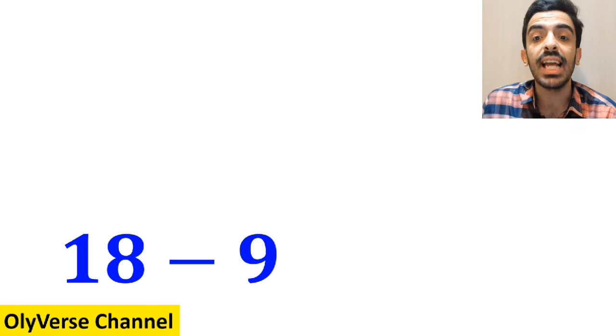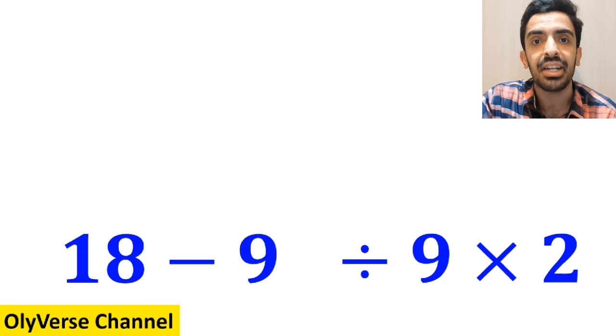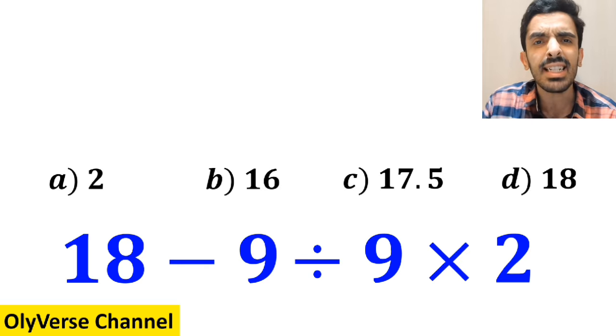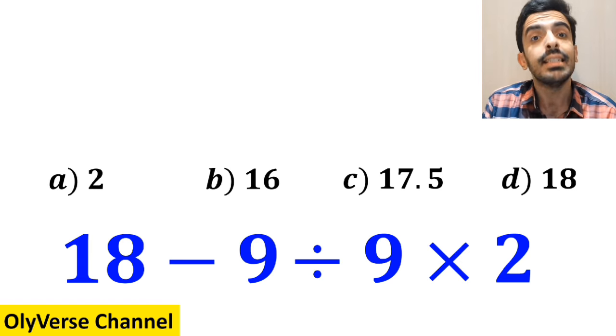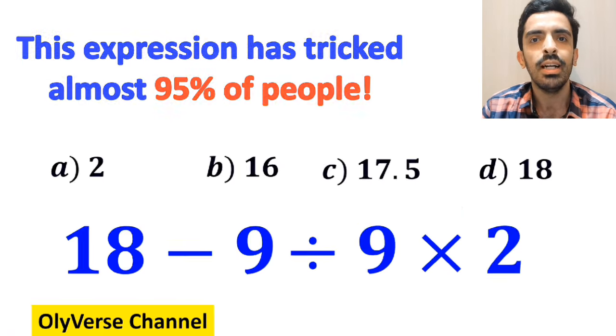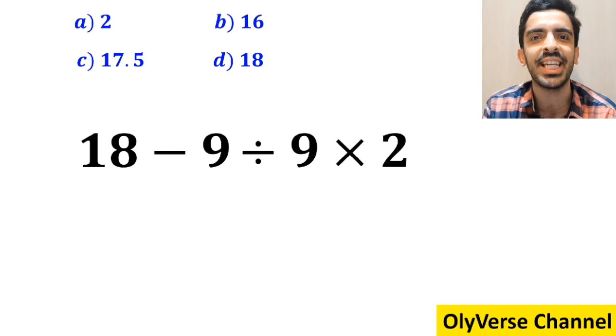What is the value of the expression 18 minus 9 divided by 9 then times 2? Which option do you think is the correct answer to this question? This expression has tricked almost 95% of people. Let's take a closer look and solve it together.